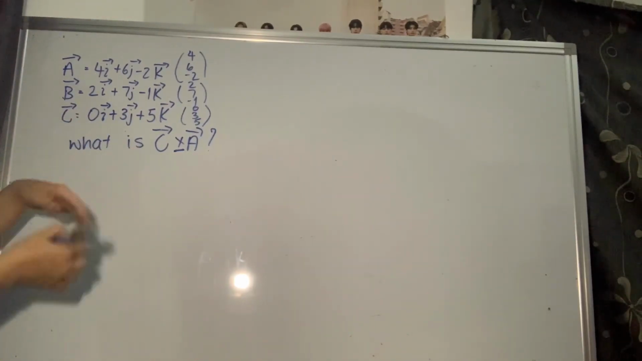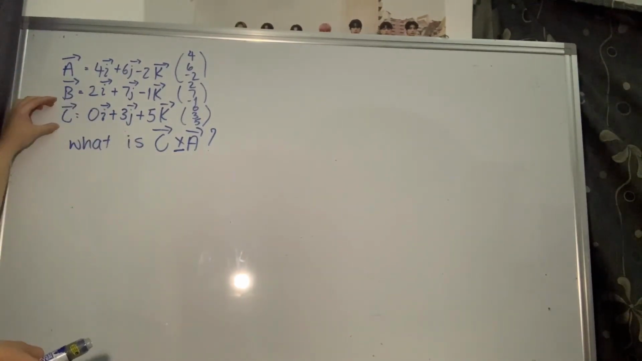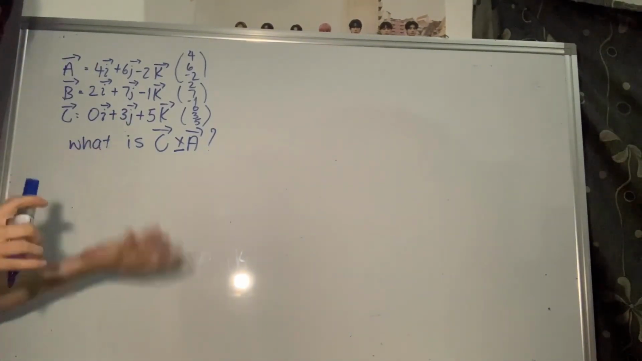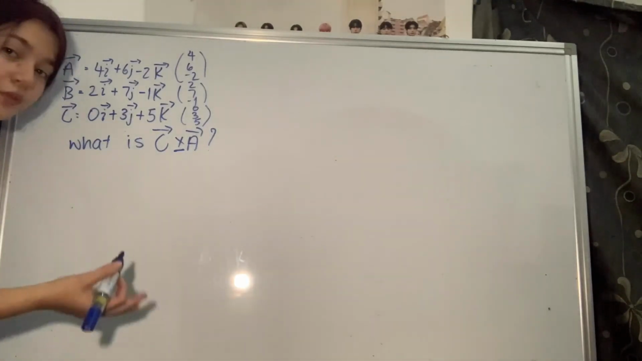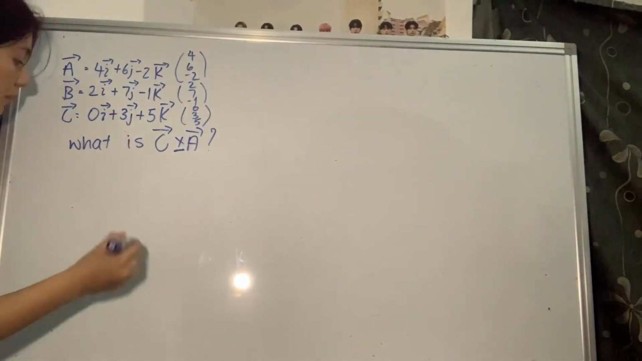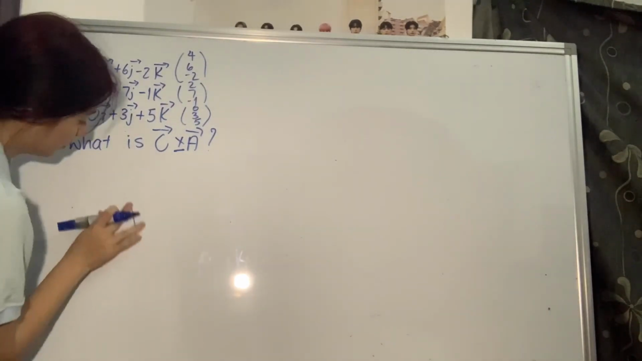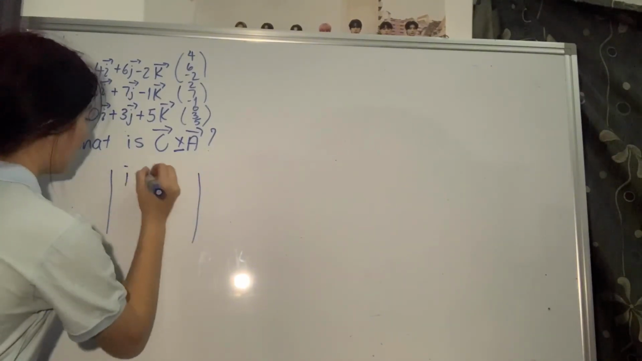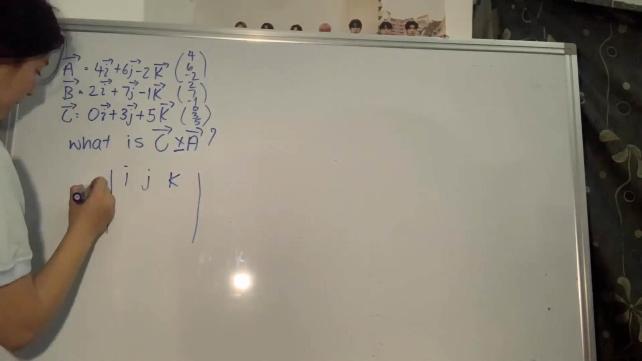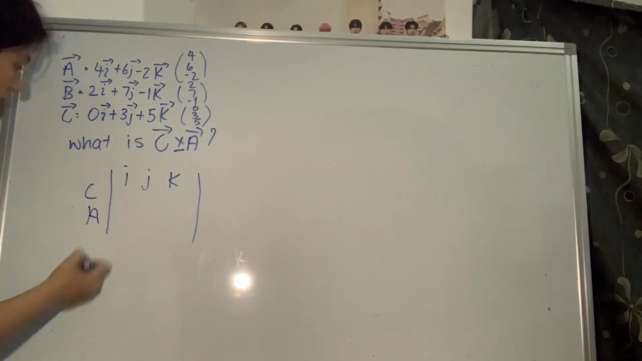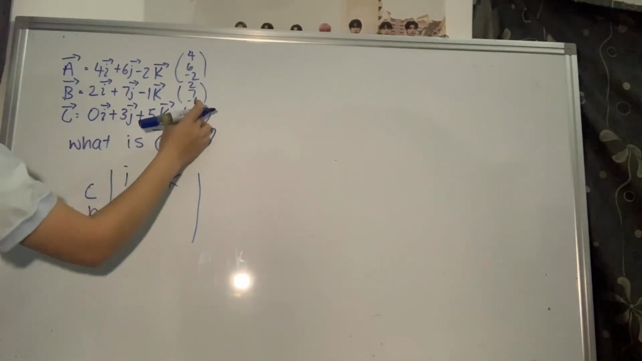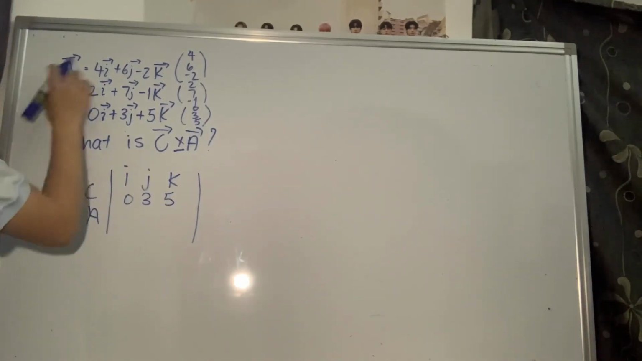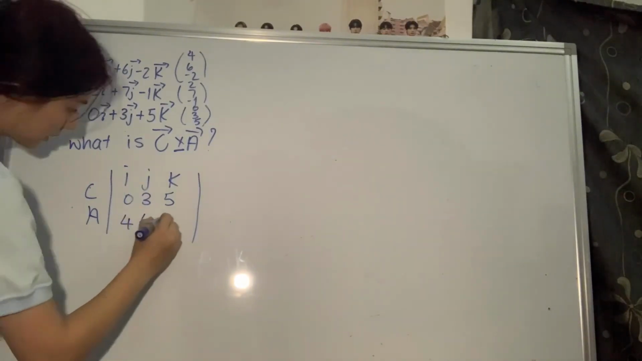Since C comes first, then we'll do C and then A. In order to find the cross product, you have to plot them in a way so that you don't get confused with cross product or scalar multiplication. First you draw two straight lines, and then write I, J, and K inside, and on the outside we'll do C and A. For vector C, we have 0, 3, and 5, and then for vector A, we have 4, 6, and minus 2.